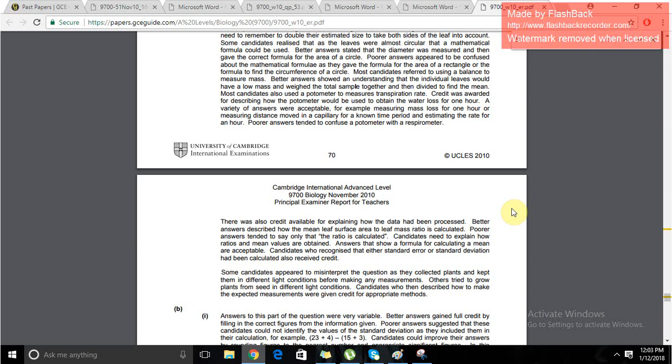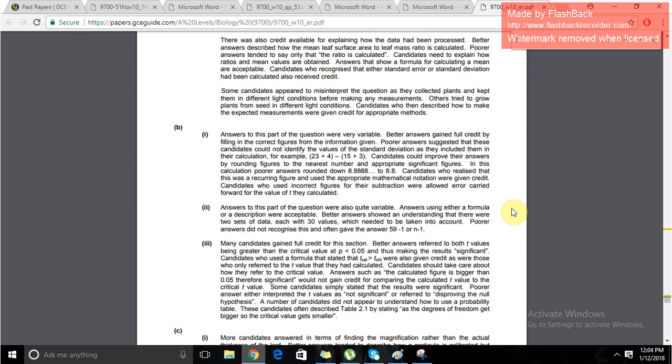And there were also marks available for processing the data. Better answers described how the mean leaf surface area to leaf mass ratio is calculated. Poorer answers tended to say only that the ratio is calculated. Candidates needed to explain how ratios and mean values are obtained. And answers that show a formula for calculating a mean were acceptable. Those who recognized that either standard error or standard deviation had been calculated also received credit. And some candidates appear to misinterpret the question or try to group plants.